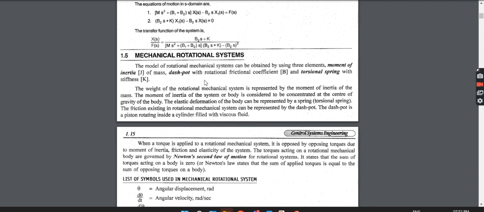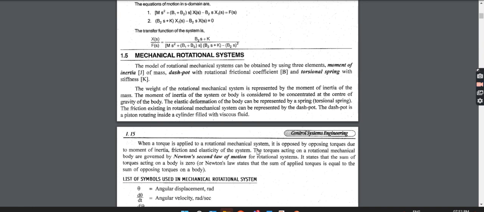Now, let's assume a torque is applied to a rotational mechanical system. Then it is opposed by opposing torque due to moment of inertia, elasticity, and maybe friction of the system. Since the applied torque and the opposing torques are in opposite directions, the algebraic sum of torques acting on the system is zero. This is basically Newton's second law of motion. We have seen a similar criterion in translational systems as well.